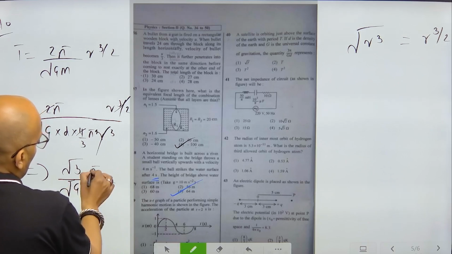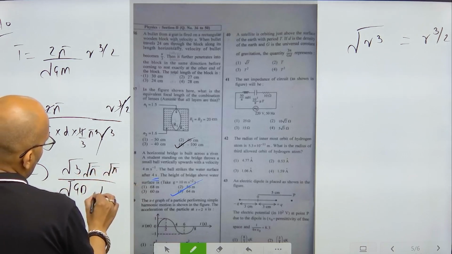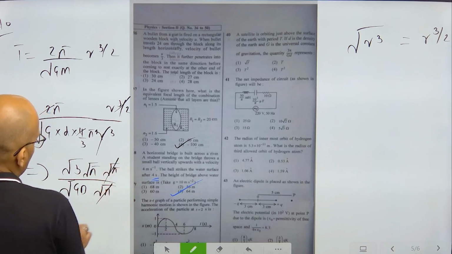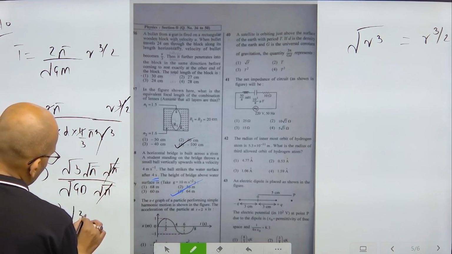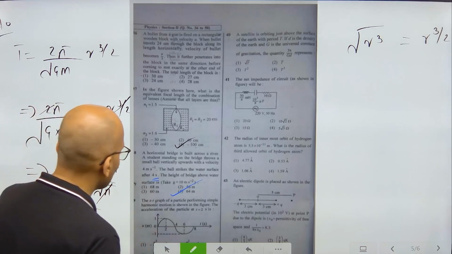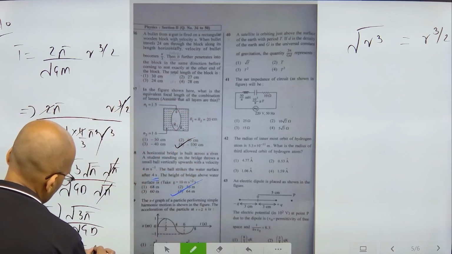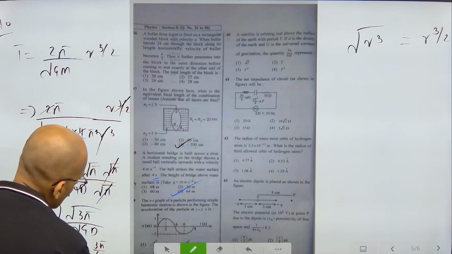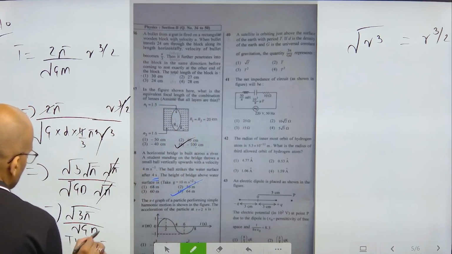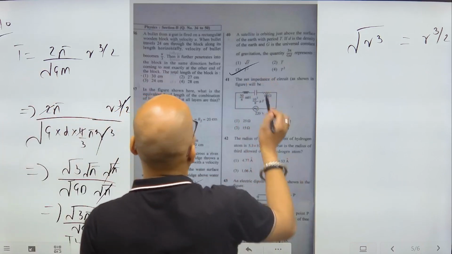Yes or no? I can write root pi as root pi into root pi. Here I have root pi. Root pi gone. So I have root 3 pi upon root GD. It is asking me 3 pi upon GD, square it. So it will become t square. Just calculation. Option 3.